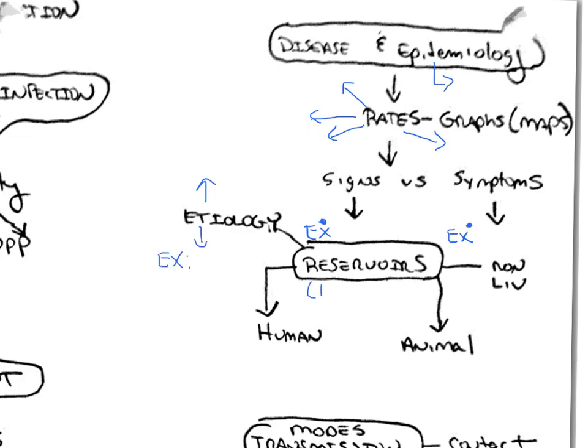Reservoirs are where pathogens reside normally, and there are 3 different areas. Human reservoirs, be able to define and give me examples of some human reservoirs. Animal reservoirs, what are some bacteria or viruses that are found only in animals? Remember, the other word for animal reservoir is zoonotic. And then what are examples of some non-living reservoirs and some bacteria or viruses that may be found in those non-living reservoirs.